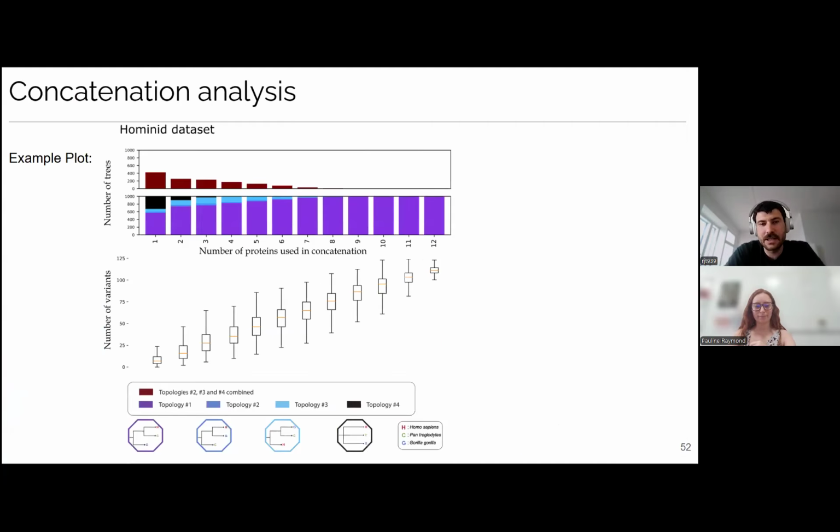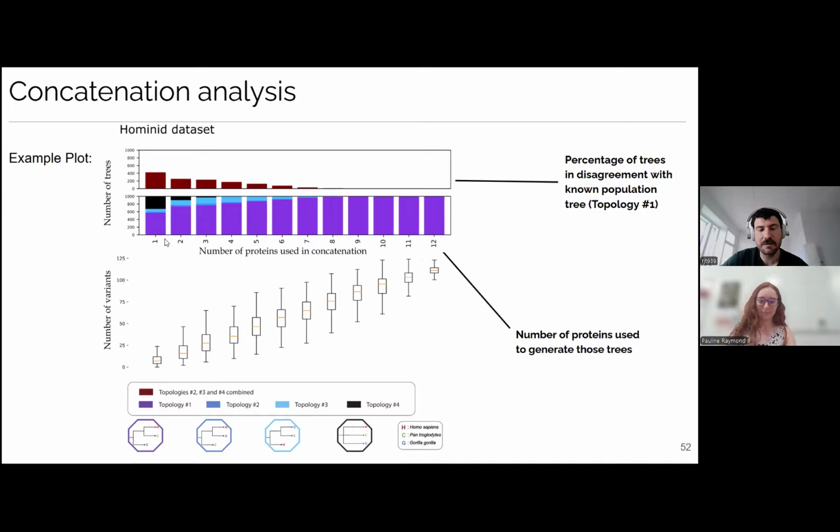And here is the figure that shows the result. I'm going to show a bunch of panels, so I'm going to spend some time explaining them. In this top row here, we can see the number of trees disagreeing with the population tree, so topology number 1, over the number of proteins we use. So going from 1 all the way to 12 proteins, how many of the 1,000 trees we generated disagree from the topology that has humans and chimpanzees closer.